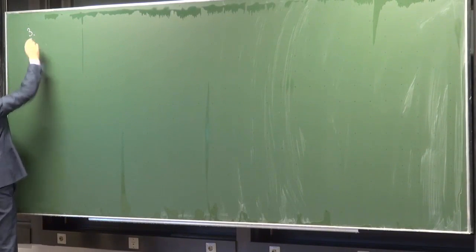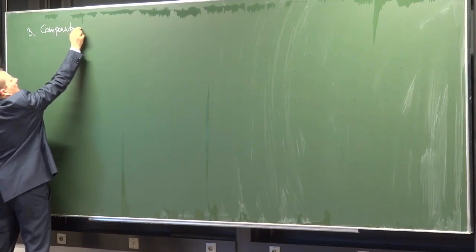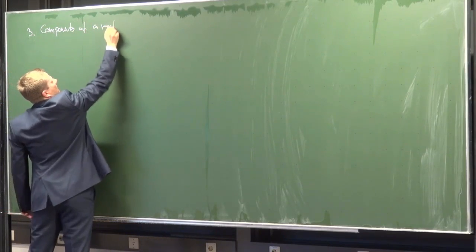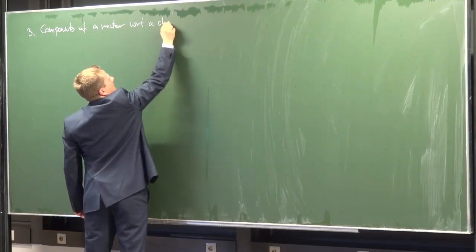Okay, so now let's do what you're all longing for. You want to reconcile this abstract notion of velocity in the real world with components. So, components of a vector with respect to a chart.